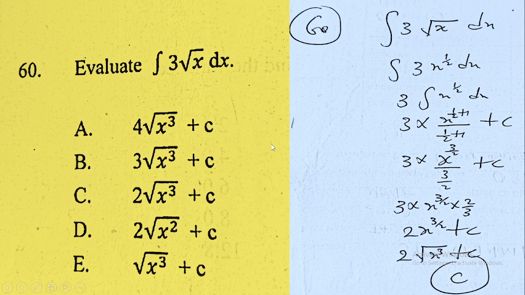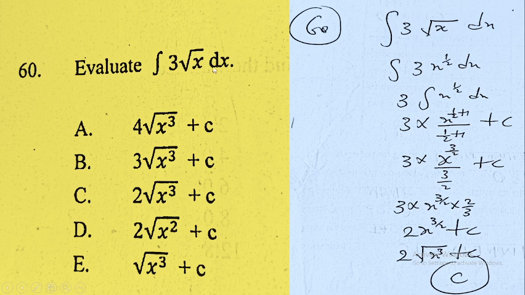Now the last question is what we're about to solve. Last question, number 60, and that's also on integration. As the last question, evaluate the integral of 3 square root of x dx. So we have to differentiate this. Of course, sorry, we have to integrate rather. Pardon me for that. 3 is a constant, it can go out of the integral.